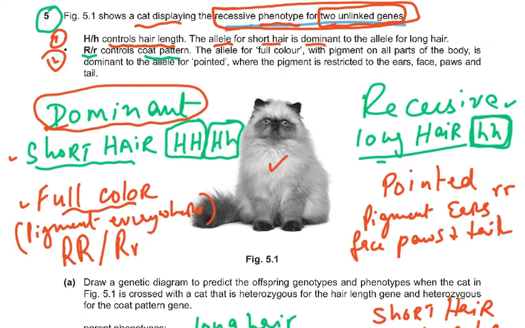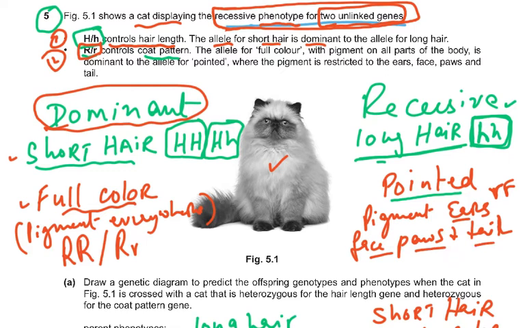Now here what do we have? So here we have the recessive trait is long hair, so that has to be small h, because it said here in the question H. And then the pointed is the recessive allele. It's dominant to the allele for pointed. So that means pointed is recessive, and the recessive trait has to be small r, because that's what it said in the question. R, big R, small r. So pigment, and the pigment is on the ears and the face and the paws and the tail.